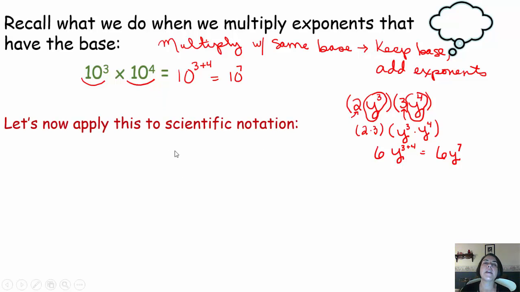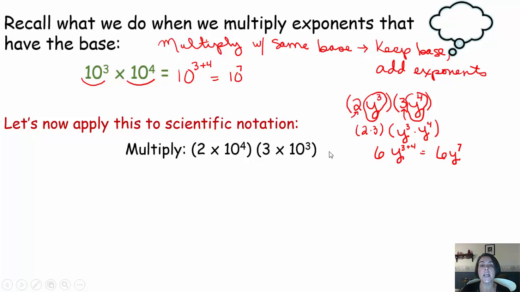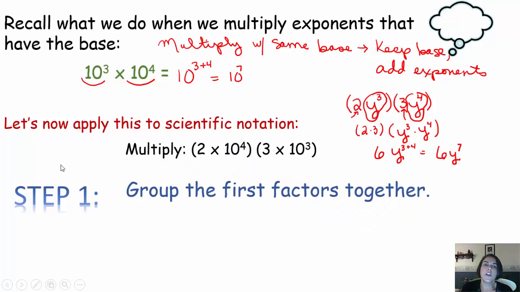Now let's go ahead and apply this to scientific notation. Let's say we want to multiply these numbers. Let's say we want to multiply 2 times 10 to the fourth times 3 times 10 to the third. We want to take our numbers in scientific notation and go ahead and multiply them together. First step, you're just going to want to group the first 2 factors together. Very similar to how we grouped our coefficients together back in the exponent unit. So our first factors in each are a 2 and a 3. So we group 2 times 3 and that becomes 6.